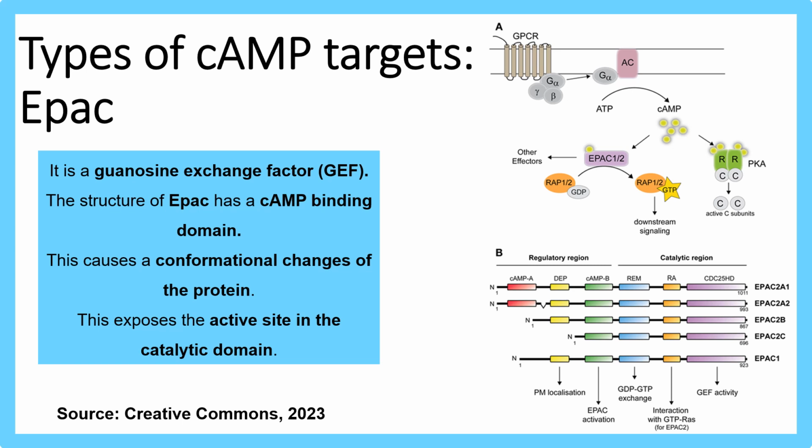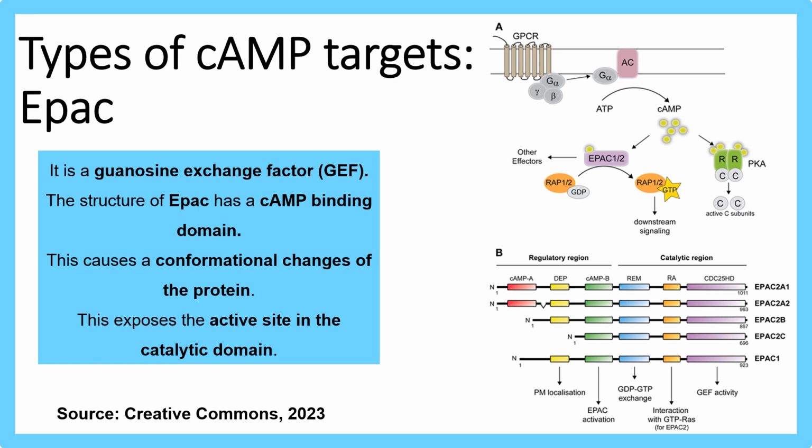So EPAC 2A1 and EPAC 2A2 are the only 2 that have 2 cAMP binding domains in the regulatory region, whereas the remaining types of EPAC have 1. The purpose of the cAMP binding domain is activation of the EPAC itself. The DEP region, found in the regulatory side of the EPAC, is involved in localization.